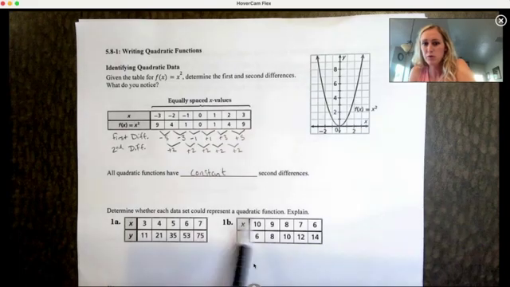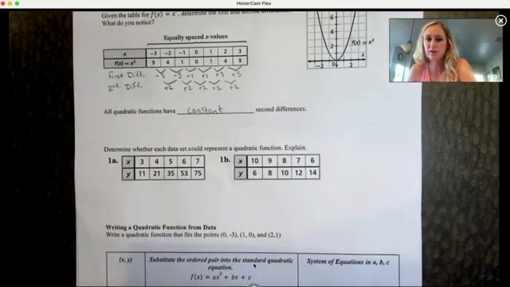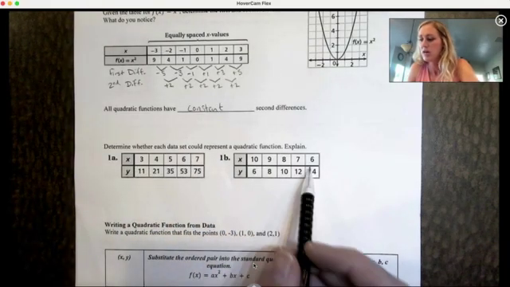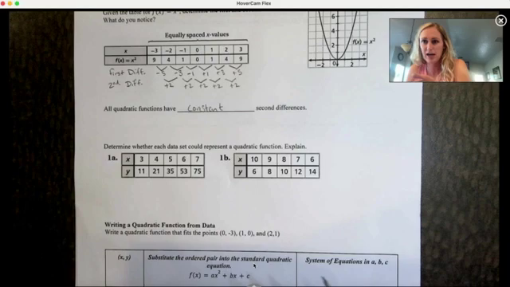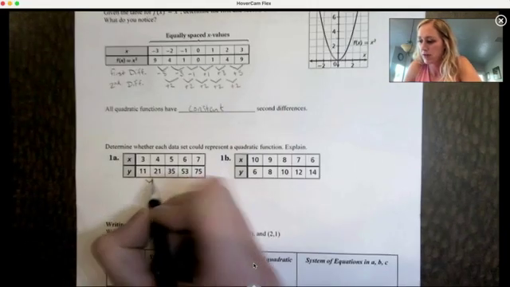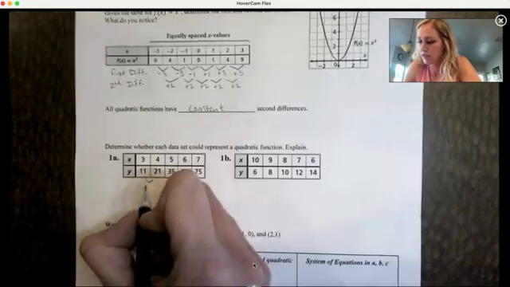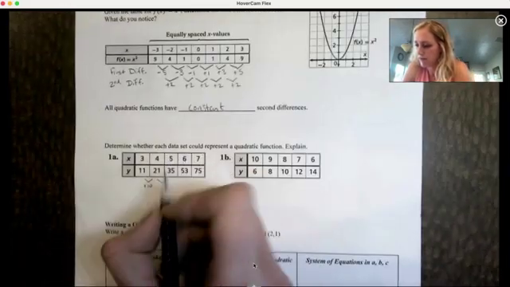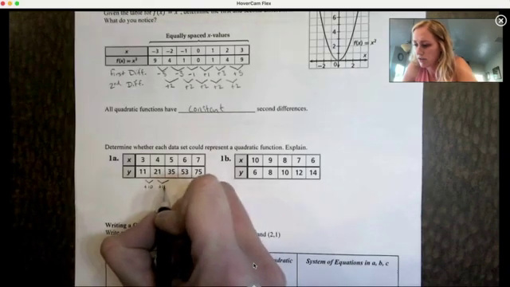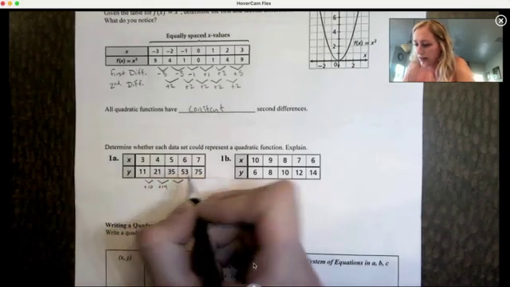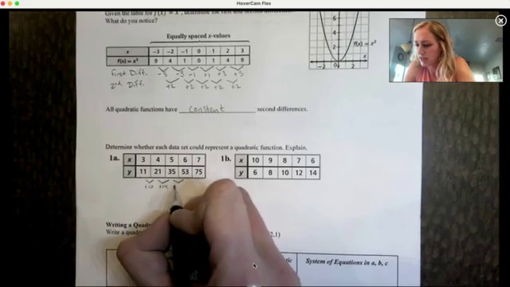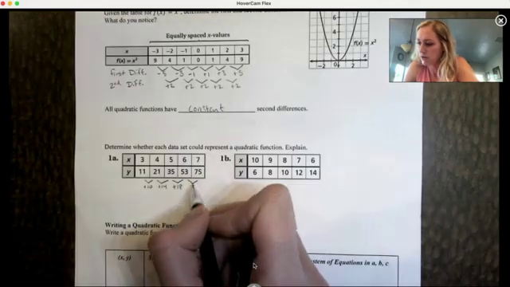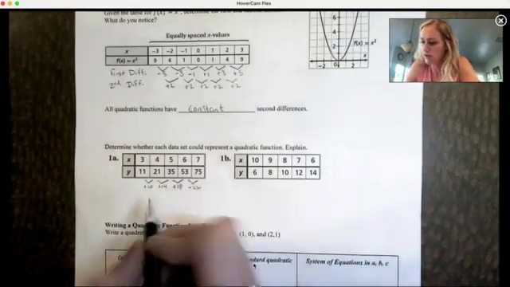Okay, so we're going to use that pattern to look at whether these functions are quadratic functions. We do have to make sure the x's are equally spaced. They are in both of these examples, so we can look at the differences in the y's. From 11 to 21, they added 10. Then it looks like they added 14. Then they added 18. Then they added 22. Okay, so that's the first difference.